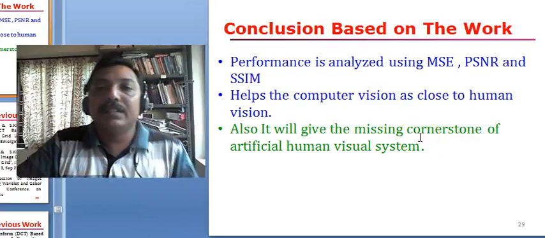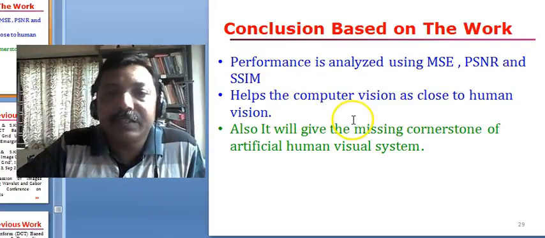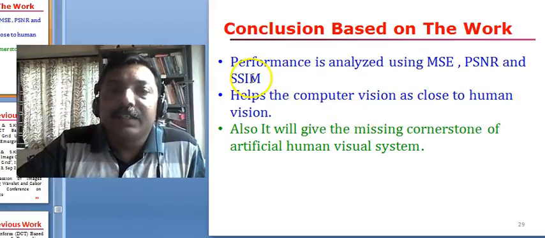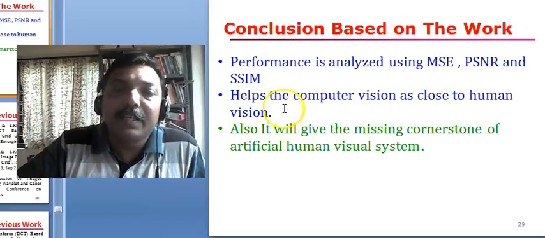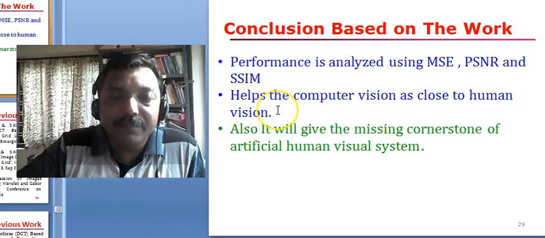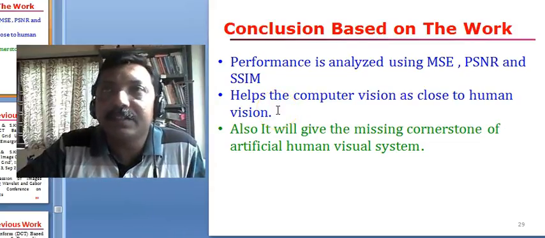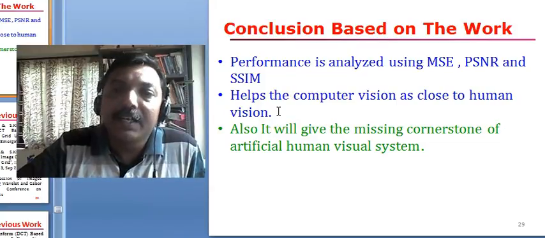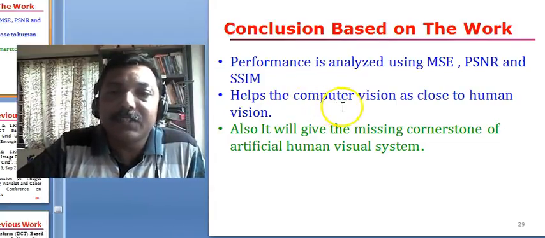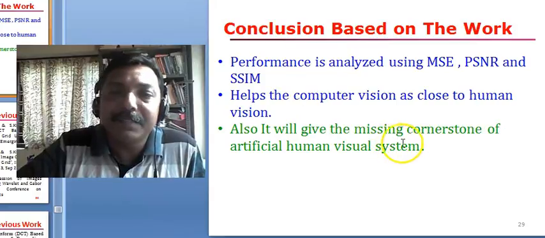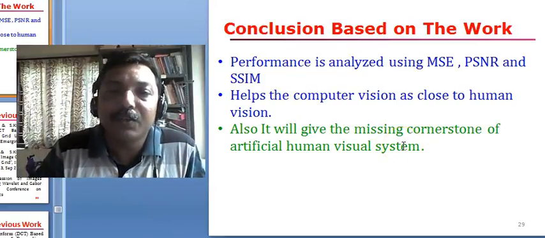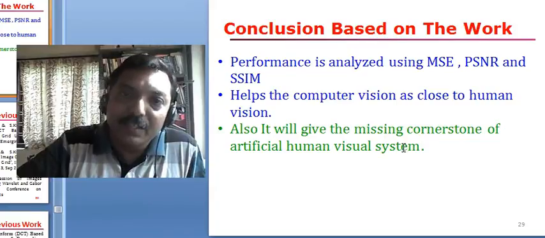And now we come to the conclusion. These are the conclusions based on the work. The performance is enhanced using MSE, PSNR and SSIM, and in all these cases it is better. So we can conclude that this hexagonal representation gives a better result, and this hexagonal representation helps computer vision get as close to human vision. Also, we can say it will give the missing cornerstone of the artificial human visual system.